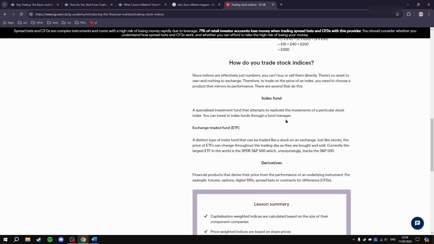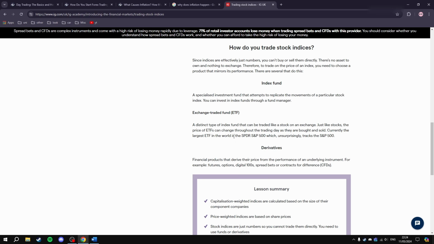How do you trade stock indices? Since indices are effectively just numbers, you can't buy or sell them directly. There's no asset to own and nothing to exchange. Therefore, to trade on the price of an index, you need to choose a product that mirrors its performance. There are several that do this.